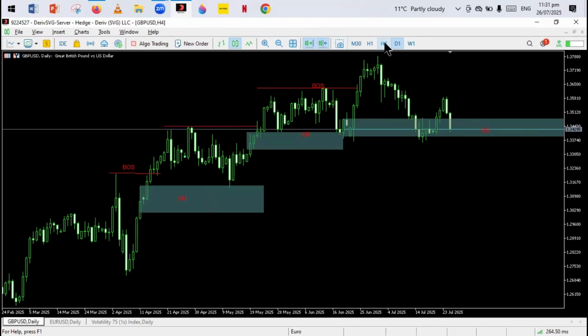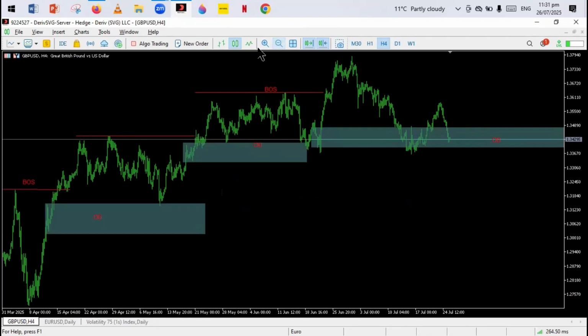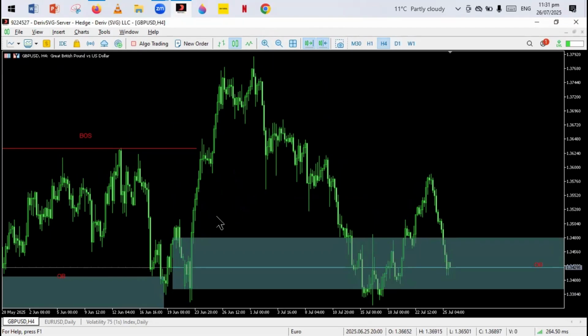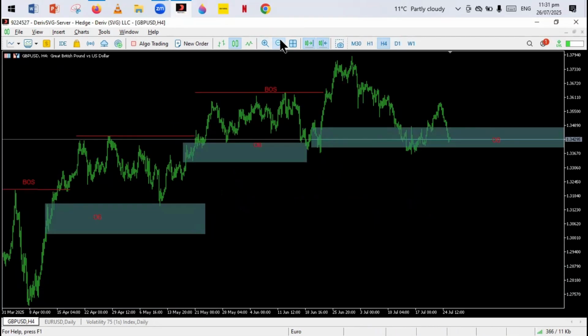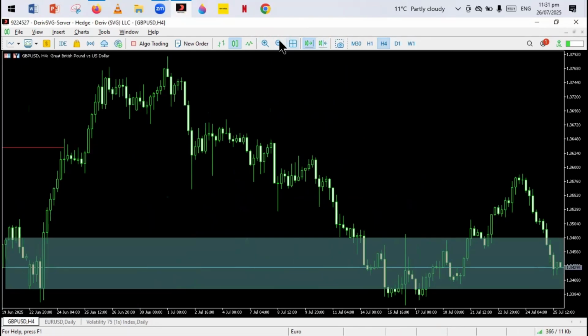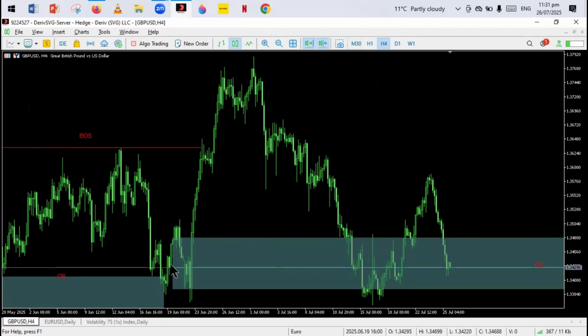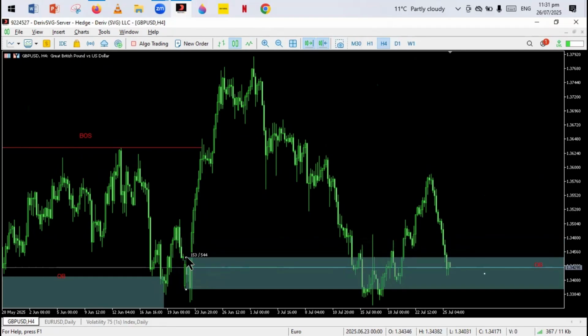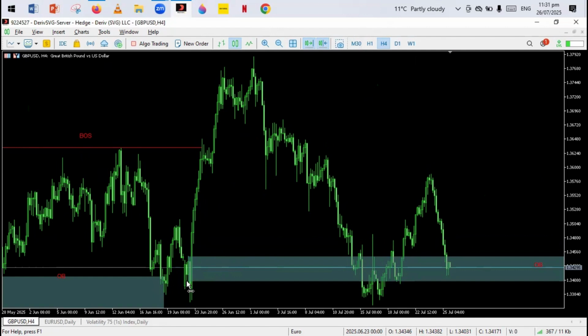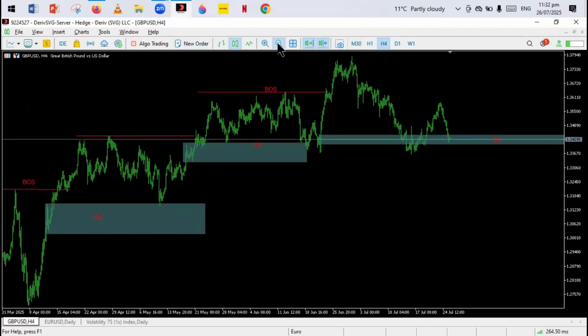Now if we go to the 4-hour time frame, so that is what we have from the 4-hour time frame. So from the 4 hours, that is the order block. Yes, from the 4-hour time frame, that is the order block.